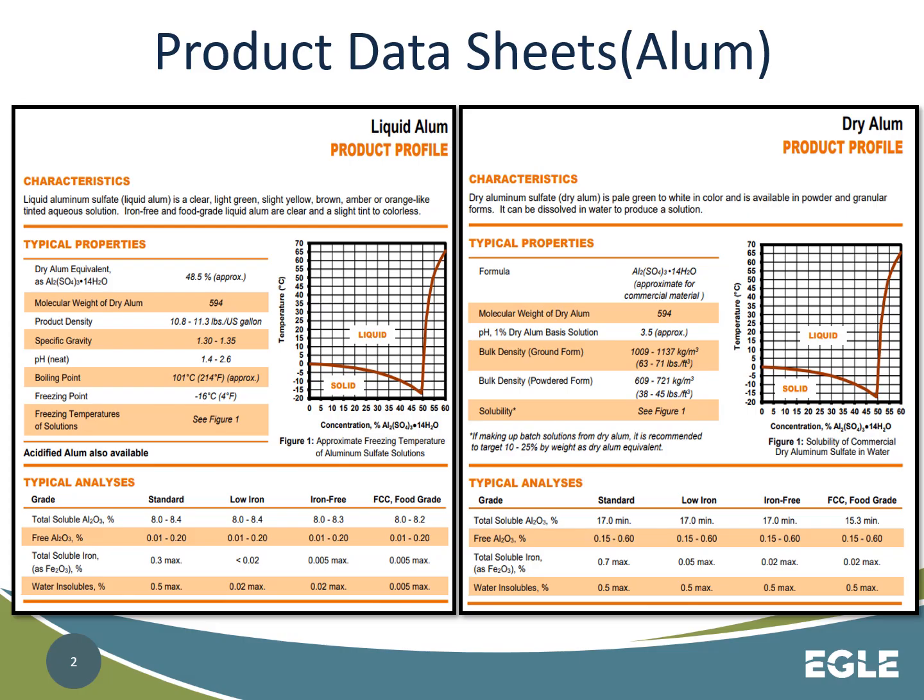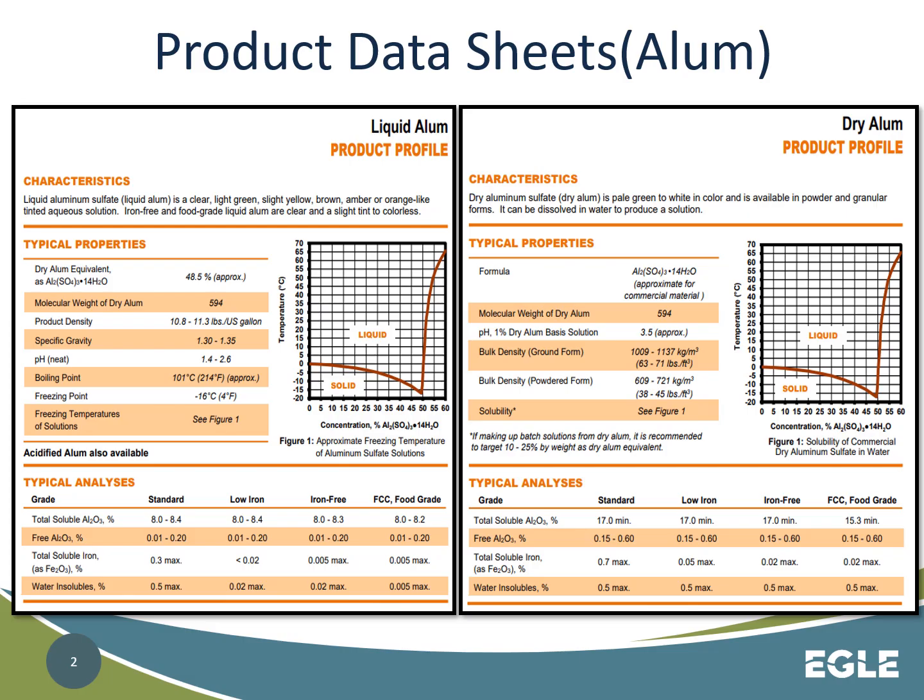If we take a look at the dry alum, again, that's just the solid itself and comes in bags and barrels. And with dry alum, you're making a solution, a slurry of this chemical. You're adding so much to it, and I think this one here is specifically recommended to target 10 to 15% by weight as dry alum. So it's telling you how much to make that solution.